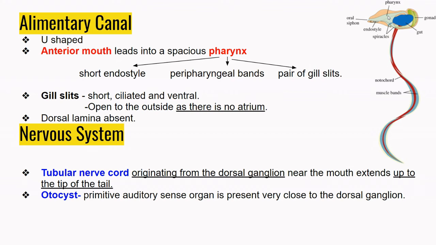Now, the nervous system: they possess a tubular nerve cord. It originates anteriorly at the dorsal ganglion near the mouth region, and it extends to the tip of the tail region. Other than that, they have the otocyst as a sense organ, and it is also present close to the dorsal ganglion.